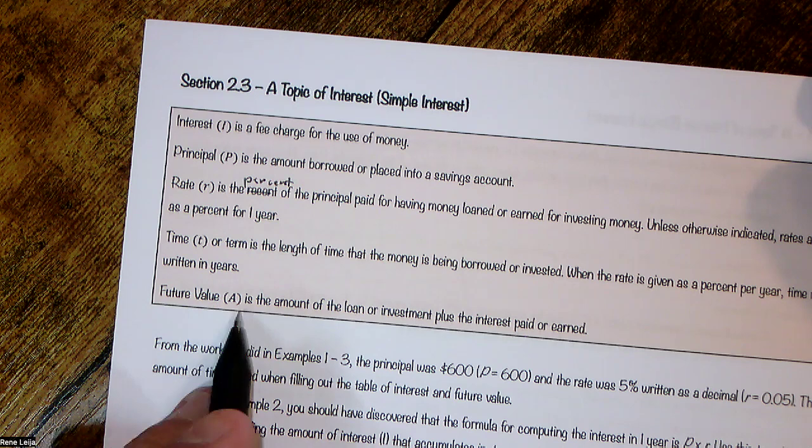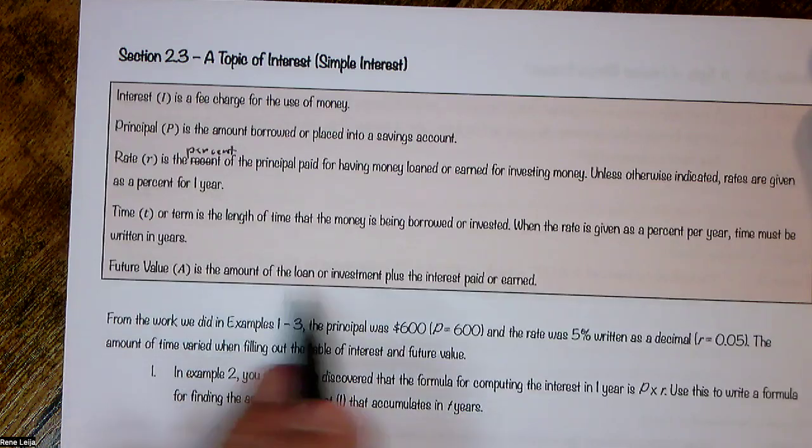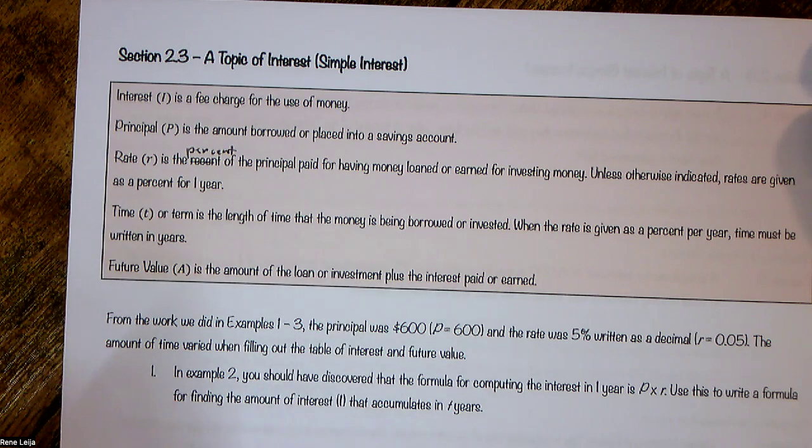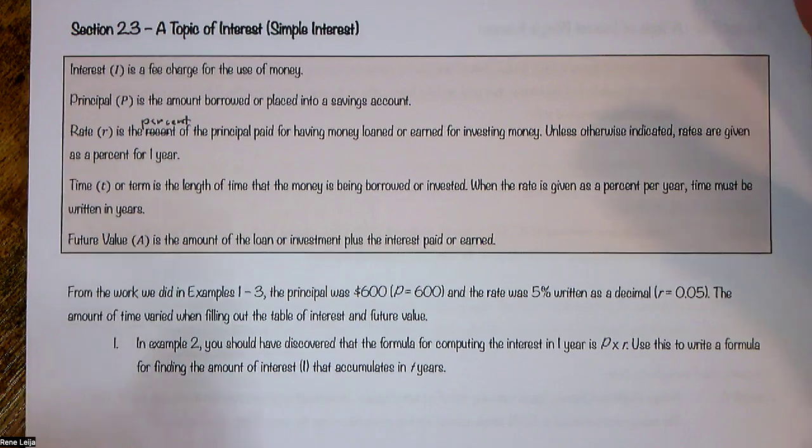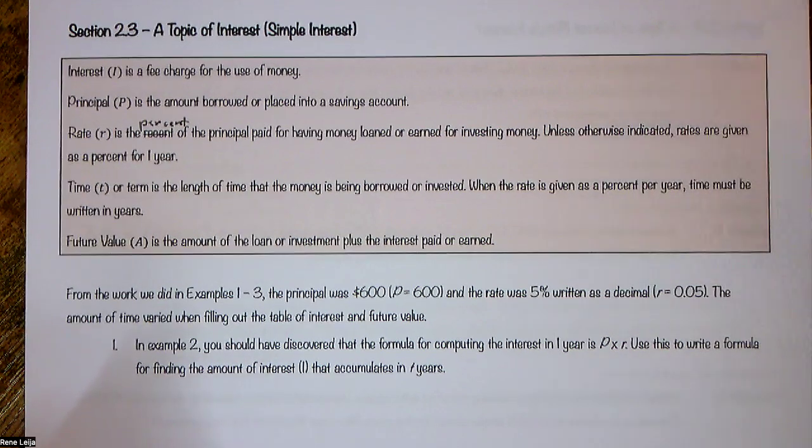Then the future value, we're going to denote it with the variable A, is the amount of the loan or investment plus the interest paid or earned. So that's how much you are going to end up getting back out from the bank if you deposited so much after a certain time period, okay? Or that's how much you are going to owe when you have to pay all that money back, okay?